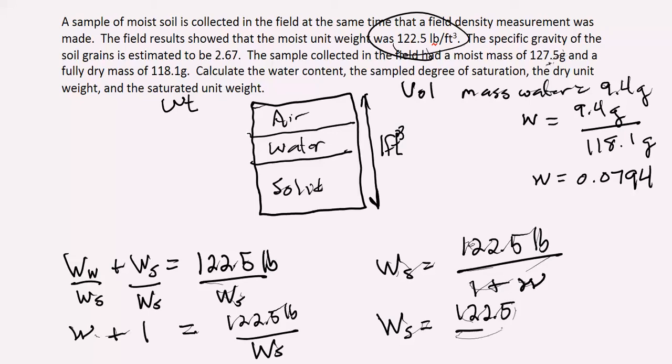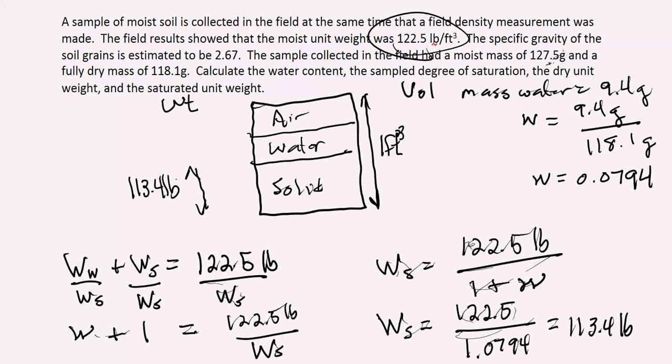122.5 divided by 1.0794. So when I completed that, I got a weight of solid equal to 113.4 pounds. So I have my first piece of information here. I know that my weight of the solid is equal to 113.4 pounds.